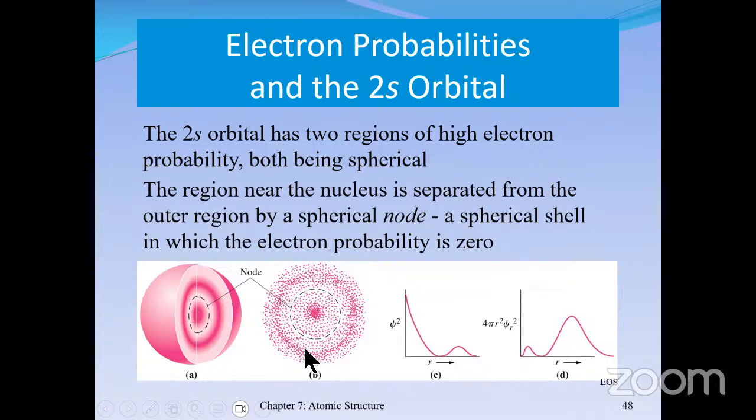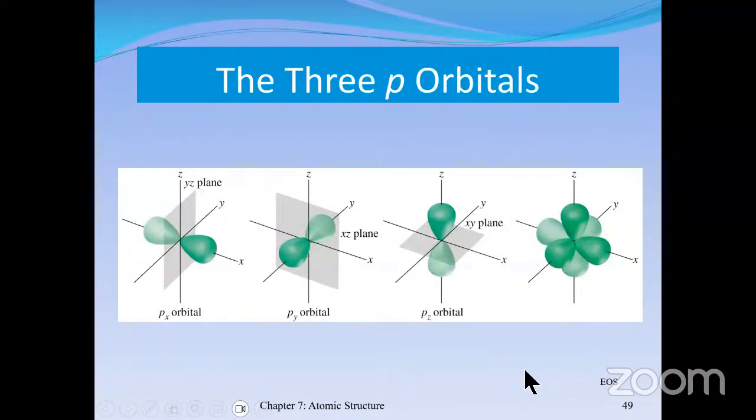And then if you were to look at the 3s orbital, there will be 2 nodes. In the case of the 4s orbital, there will be 3 nodes, and so on, all right? So that's basically what the shape of the s orbitals look like. As far as the p orbitals are concerned, this is what they look like, all right?